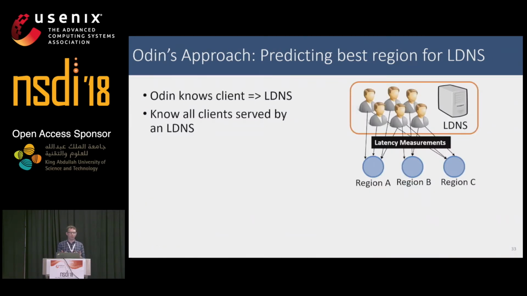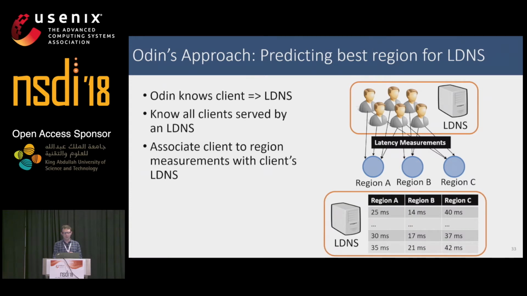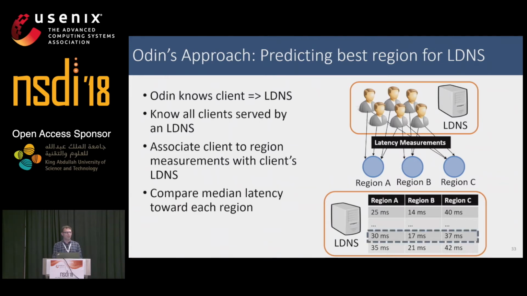So next I'll talk about Odin's approach. Odin has clients all over the world, issuing latency measurements to all regions. Odin also implements a measurement technique so that it knows what LDNS a client used when it made a measurement. So Odin knows all the clients served by an LDNS. With this, we're able to associate the client-to-region measurements with the client's LDNS, compare median latency towards each region, and then select the lowest latency region as best.